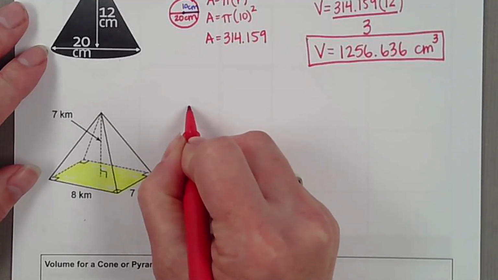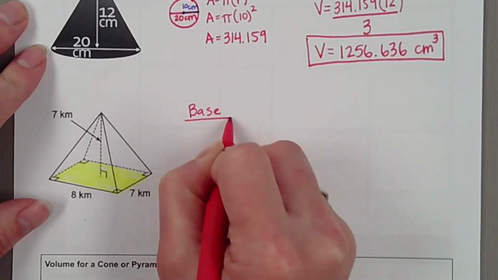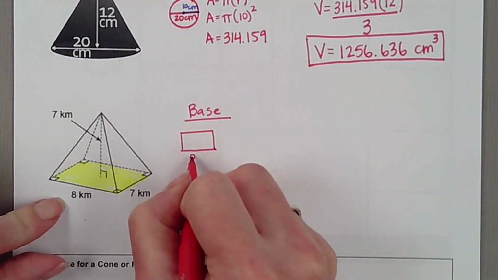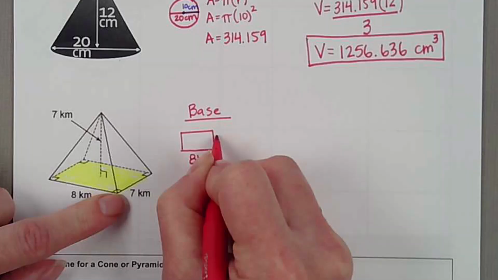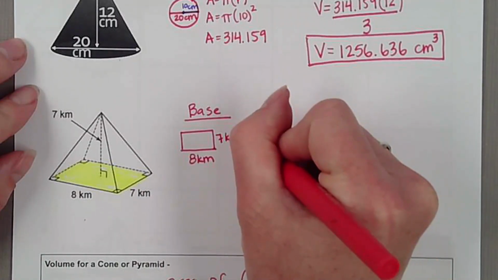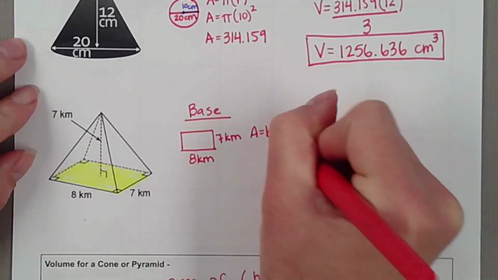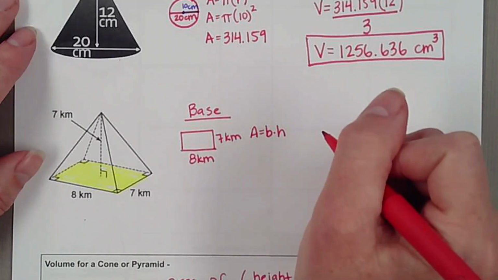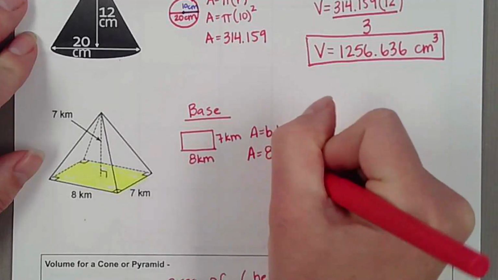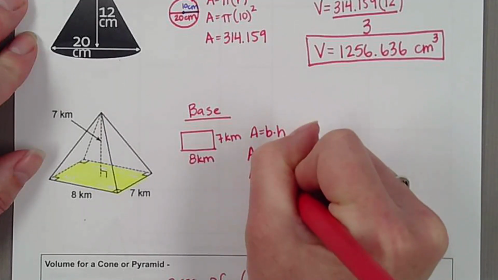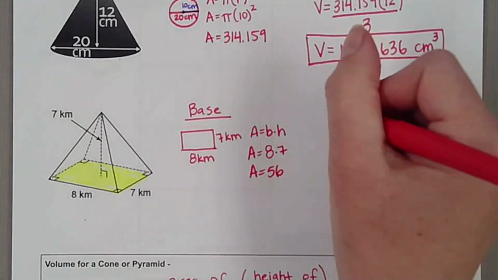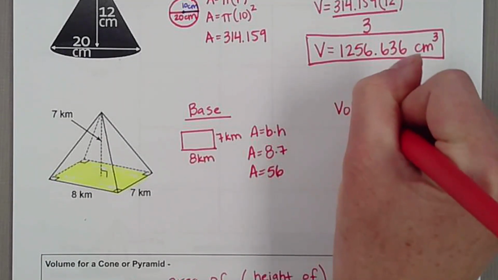If I'm finding volume, I start off with the base, and I start off by drawing a picture of it with measurements. So while one side of my rectangle has 8 kilometers, the other side has 7 kilometers. And then because this is a rectangle, the formula is base times height. I don't have to divide by 2 because it's not a triangle. Base is 8, height is 7. 8 times 7 gives me 56. So the area of that rectangle is 56, but I am looking for volume, so I have to go one more step.